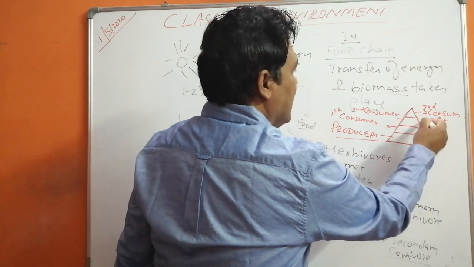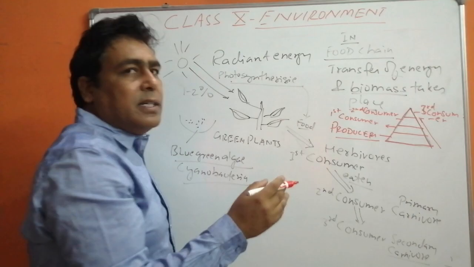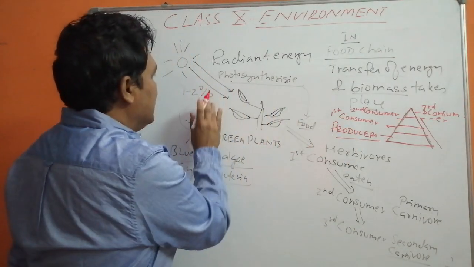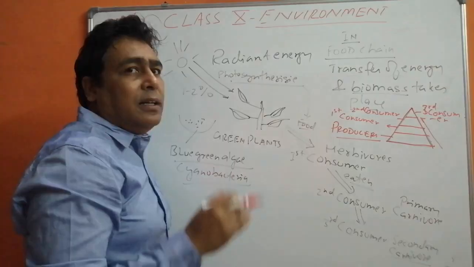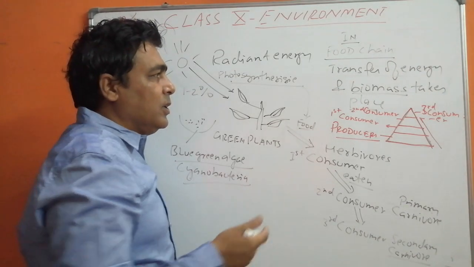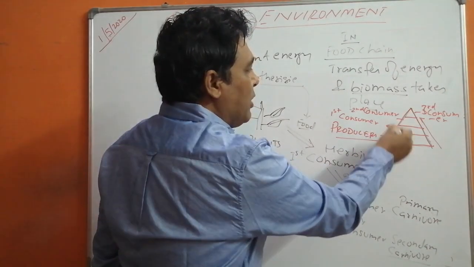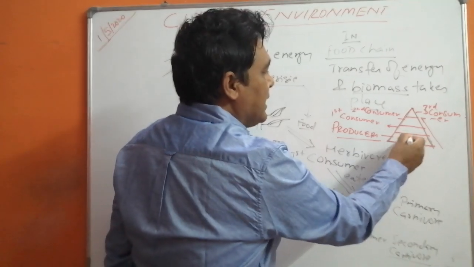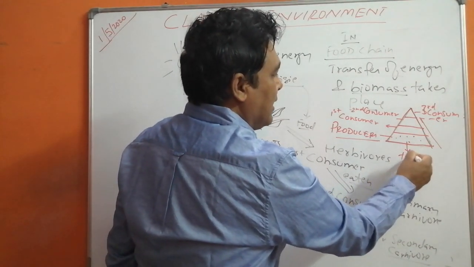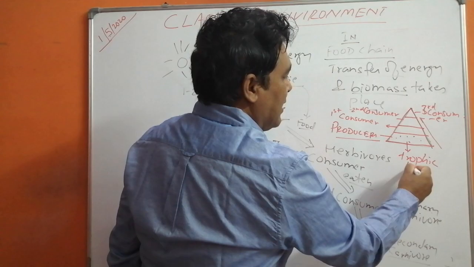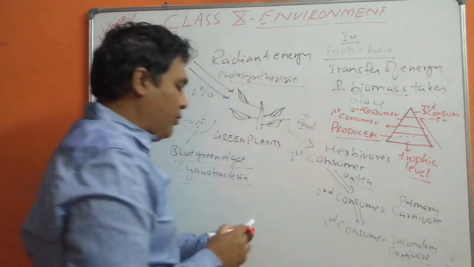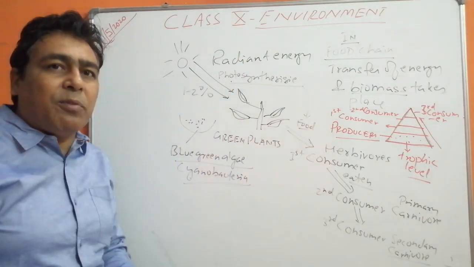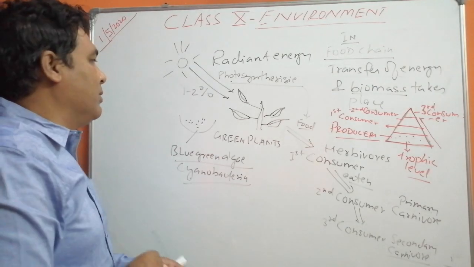So you see the movement of energy is from the producers. Same thing we have represented in a pyramidal form. So as we go up, the number of organisms will become less. Now this is representing a trophic level. Now what is a trophic level? The different steps of the food chain represent a trophic level.